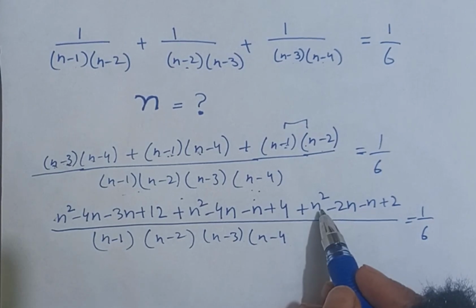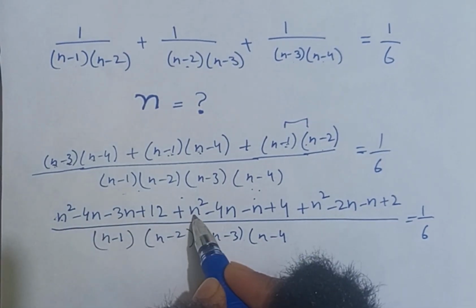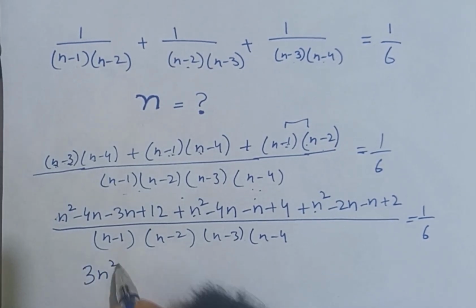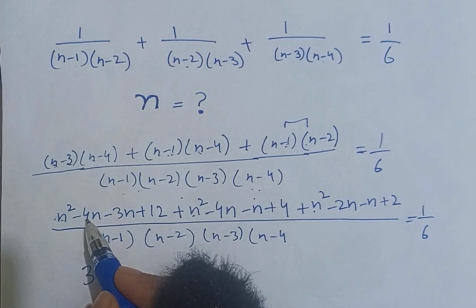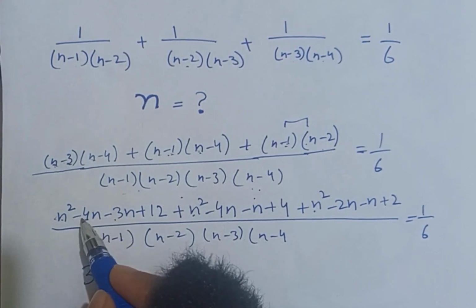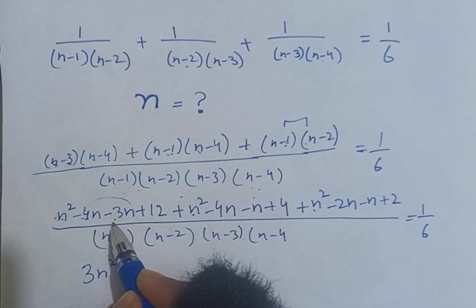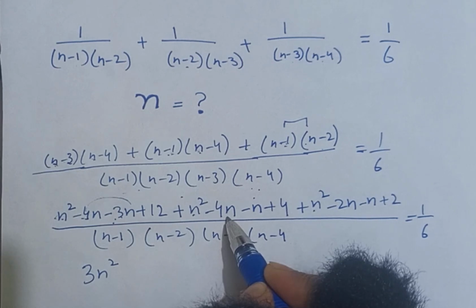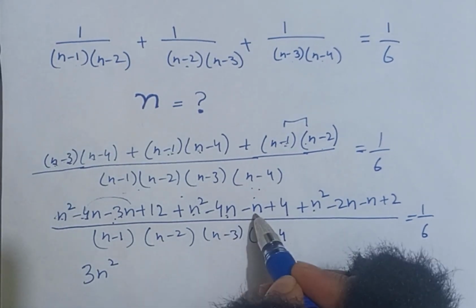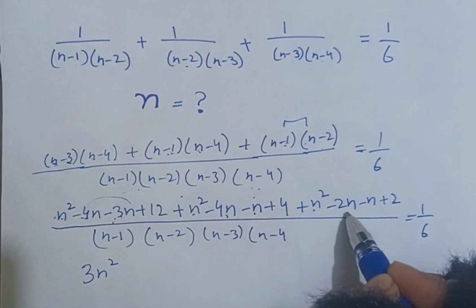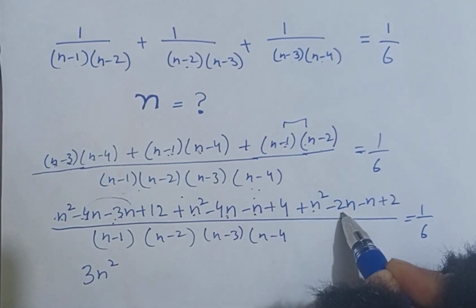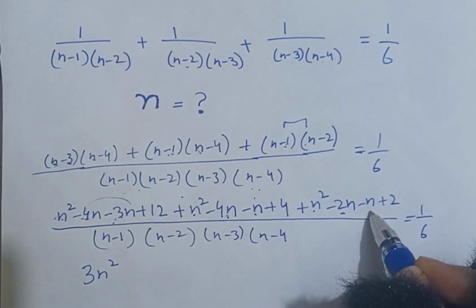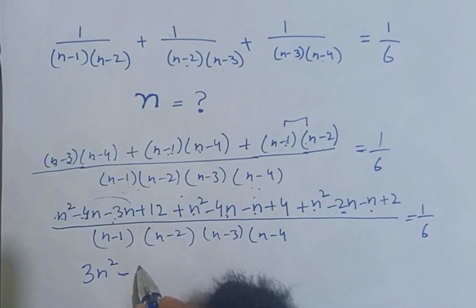After that, we solve the numerator. This is n square, this is plus n square, and plus n square is equal to 3 times n square. Minus, this is minus 4n, this is minus 3n. So minus minus is plus, so this will become 7n. And this is minus 4n. 7 plus 4 is minus 11. And then minus 1 is minus 12. Minus 12 and minus 2 is minus 14, and minus 1 minus 14 is minus 15. So this will become minus 15.